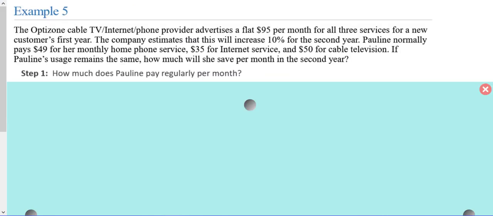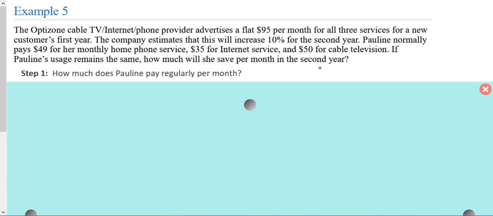In the next example, the Optizone cable TV internet phone provider advertises a flat $95 per month for all three services for a new customer's first year. The customer estimates that this will increase 10% for the second year. Pauline normally pays $49 for her monthly home phone services, $35 for internet service, and $50 for cable television. If Pauline's usage remains the same, how much will she save per month in the second year?